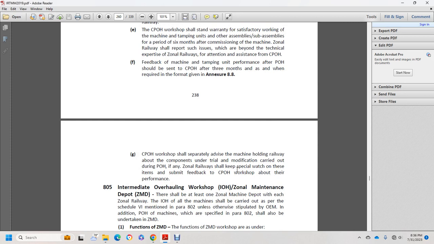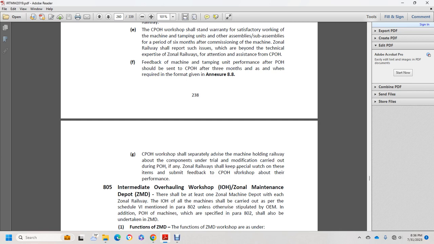Central Periodic Workshop shall separately advise the machine holding railway about the components for the trial modification carried out during the periodic overhaul. If any, the owning railway shall keep a special watch on these items and submit feedback to the Central Periodic Workshop about their performance.